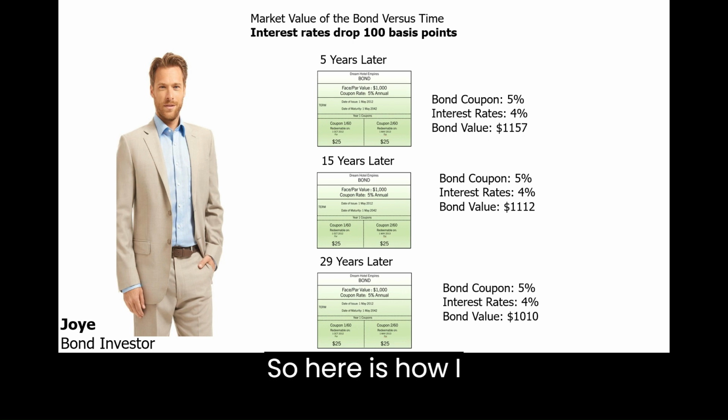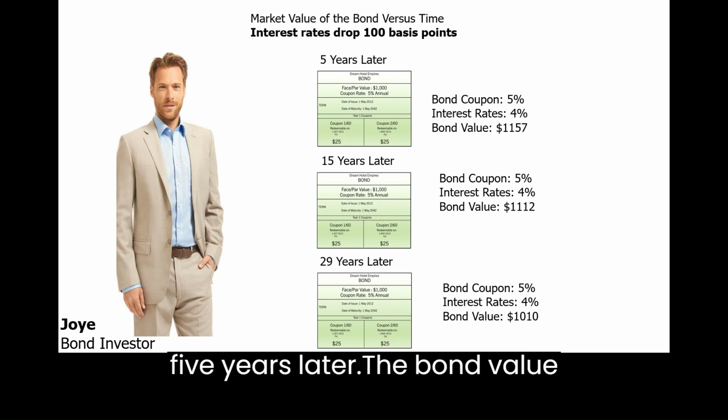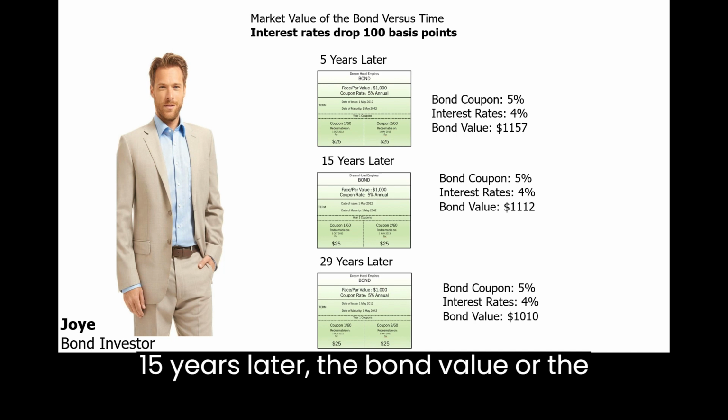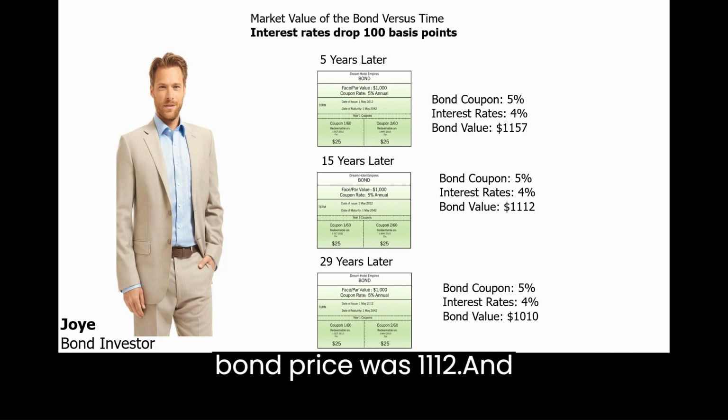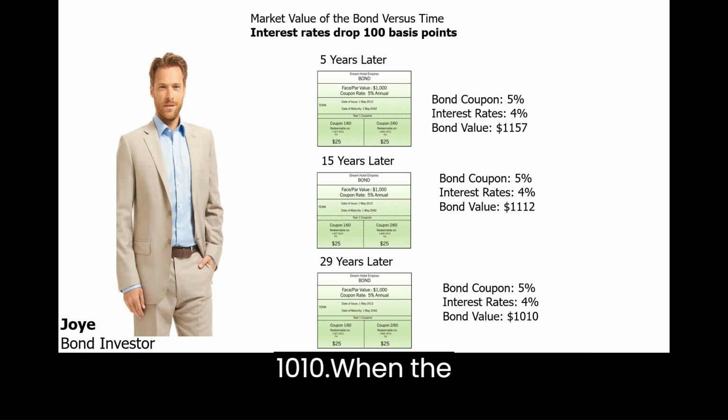So here is how I calculated the bond values for those three scenarios. Five years later, the bond value, or the bond price, was 1157. Fifteen years later, the bond price was 1112. And 29 years later, the bond value was 1010 when the interest rate was 4%. That is, interest rates dropped 100 basis points from 5% to 4%.